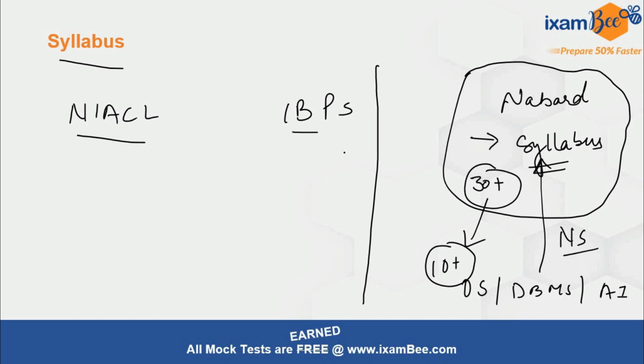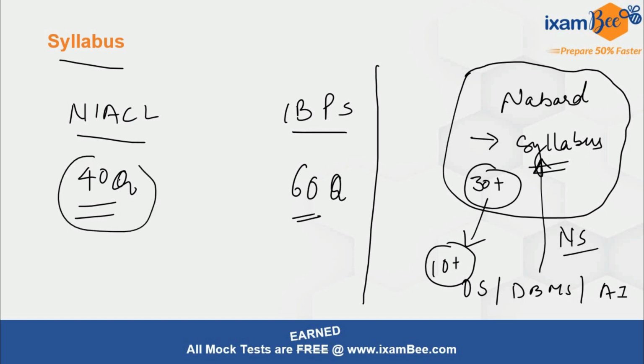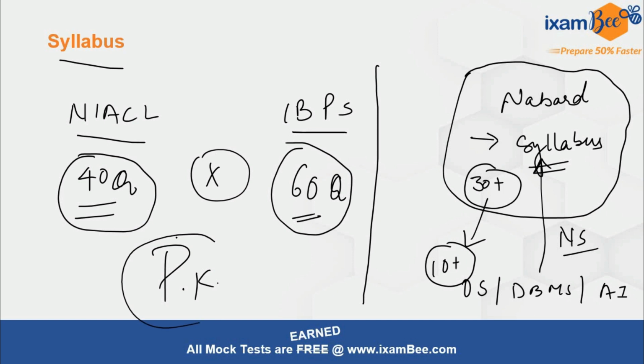Now, what about NIACL and IBPS SO? In NIACL, you will have 40 questions from professional knowledge, and in IBPS, you will have 60 questions from professional knowledge. For professional knowledge, they don't have any syllabus. They just write PK, that is professional knowledge. You have to learn professional knowledge, but they haven't given what to cover under that area. So you don't have any idea from where to start. But in NABARD, at least you have some idea.